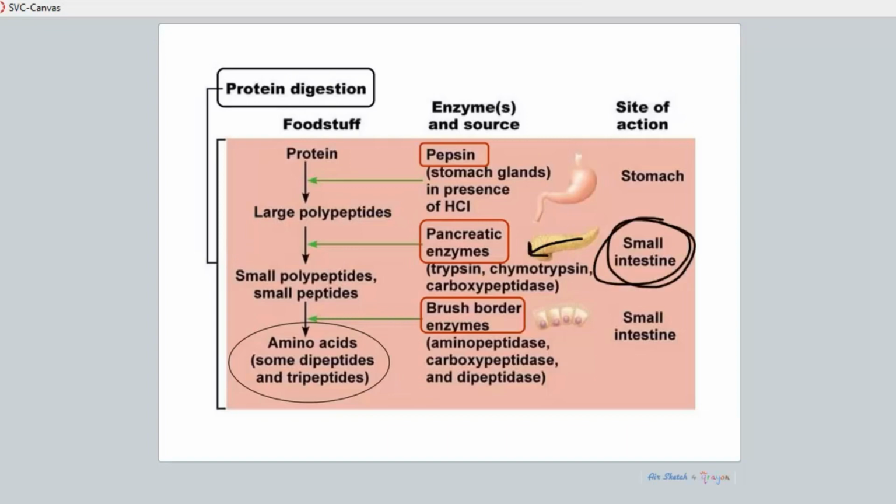But we're not done yet, because we have small polypeptides here, and for absorption to occur, we need to break it down into individual amino acids, although it does say that some dipeptides and tripeptides can be absorbed, but we want to break it down into amino acids. And again, this is where these brush border enzymes come into play.